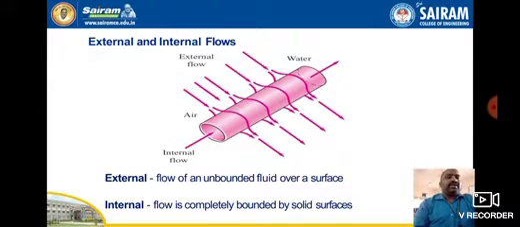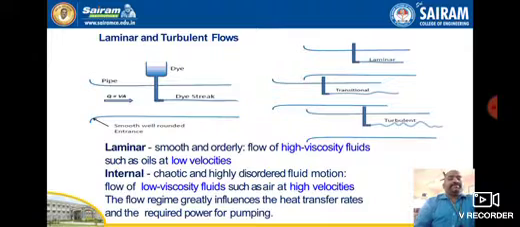By this combination we have to find out the convective heat transfer. So here again there are two types of flow, laminar flow and turbulent flow. Laminar means smooth and orderly. The flow is of a high viscosity fluid such as oil and at low velocities. But in the case of turbulent flow, it is a low viscosity fluid such as air at a high velocity. So these flow regimes greatly influence the heat transfer rates and the required power for pumping. So you can see how the flow takes place in the different regimes.